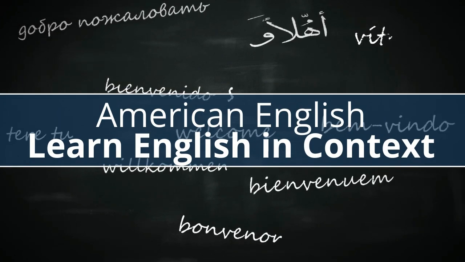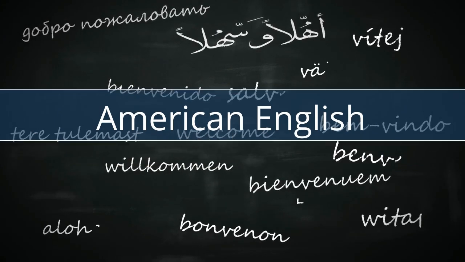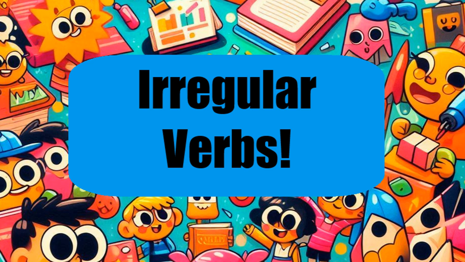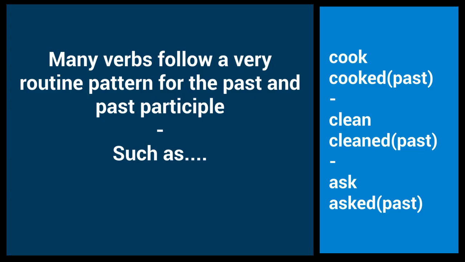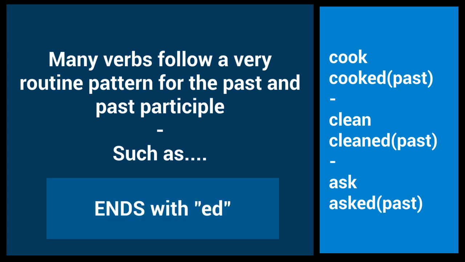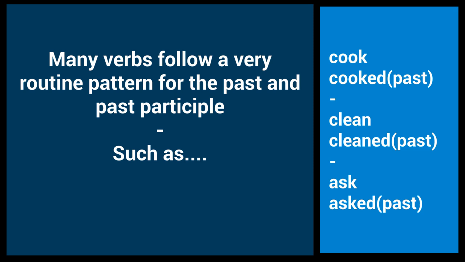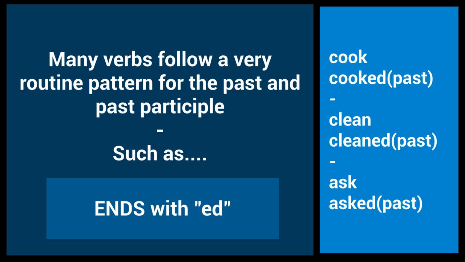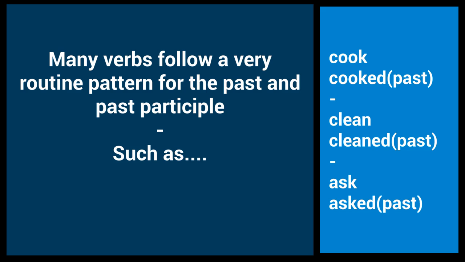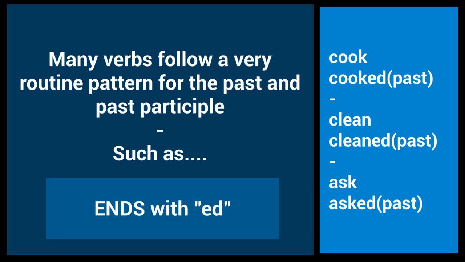Learn English in context. Today, we're going to be looking at irregular verbs. So, the question is, what is an irregular verb? Well, if we start out, most verbs follow a very routine pattern for the past and past participle. Examples would be cook, cooked, ends with ed, clean, cleaned, ends with ed, ask, asked, ends with ed.